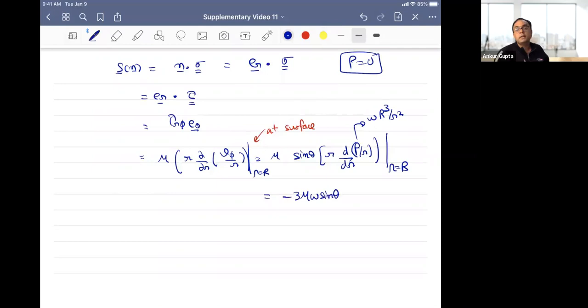You can verify this. Are these the correct units? Yes, because omega is 1 by second, and mu times u by h, which is mu times the gradient of velocity, also has units of inverse second. So the stress vector is not dependent on the radius, but the force will be. The force will be, but not the stress vector, which is per unit area.